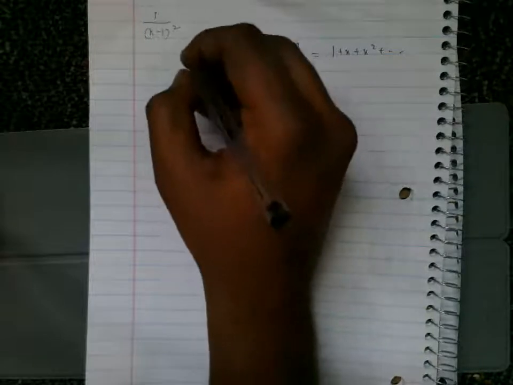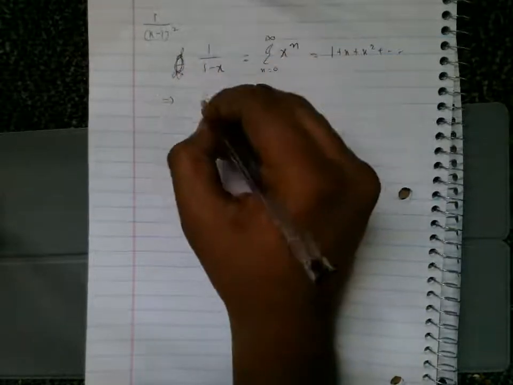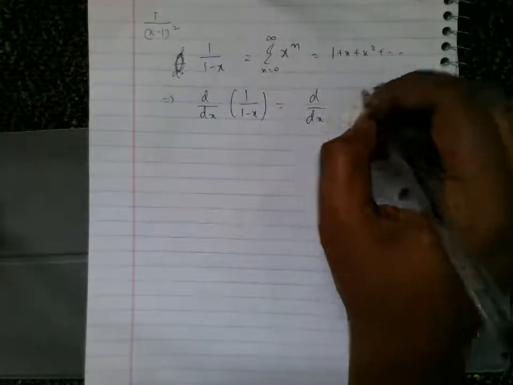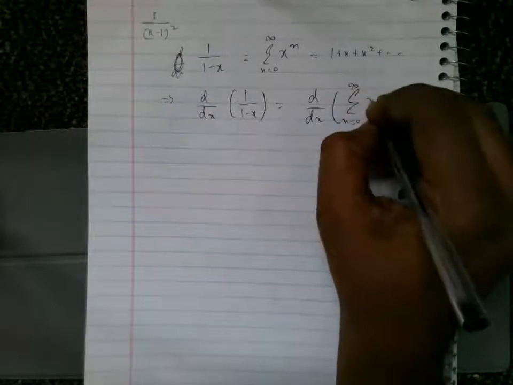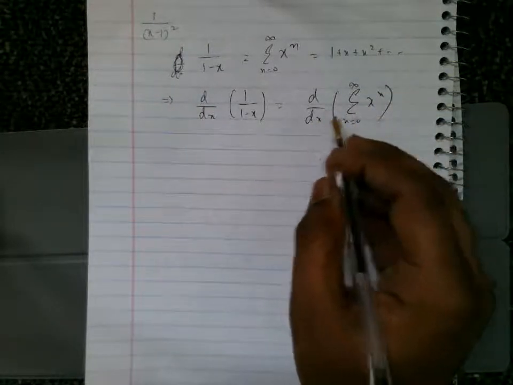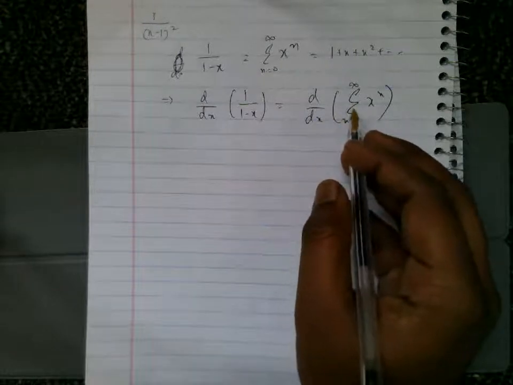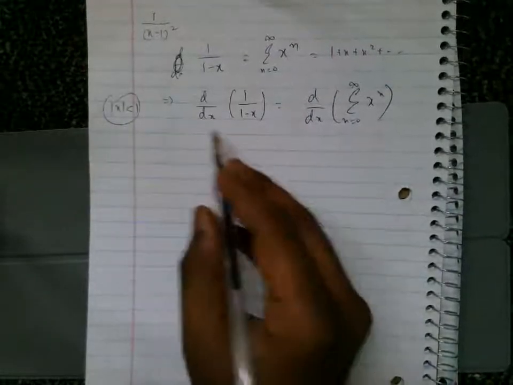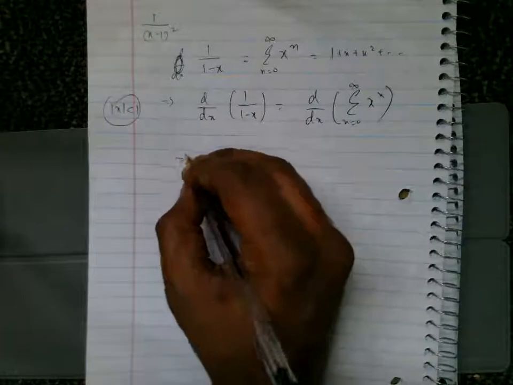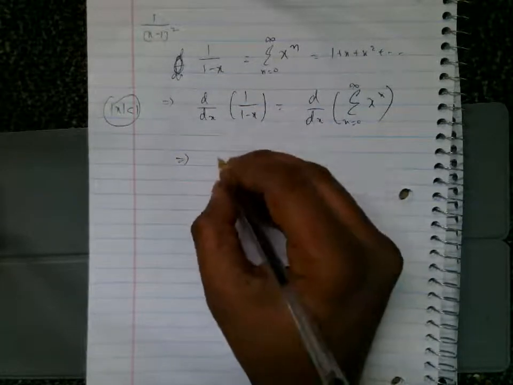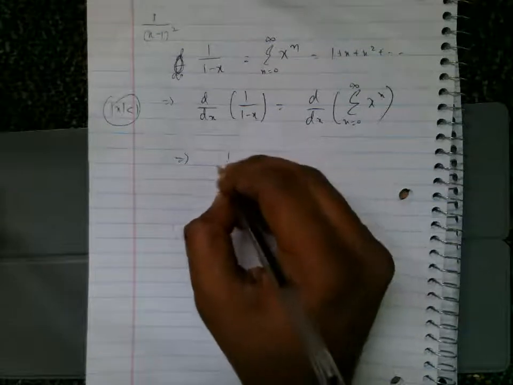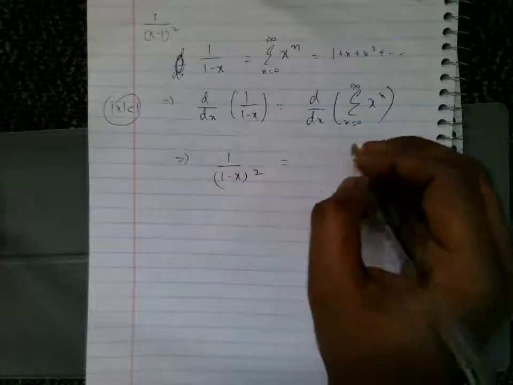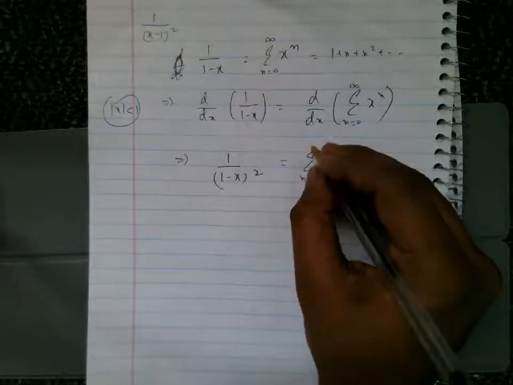So if you differentiate this on both sides, then you will have this, and you know that you can differentiate a Taylor series inside the radius of convergence. So for all mod x less than 1, you can do this. So that means this derivative is nothing but 1 by 1 minus x whole square, and this is the sum over n running from 0 to infinity.